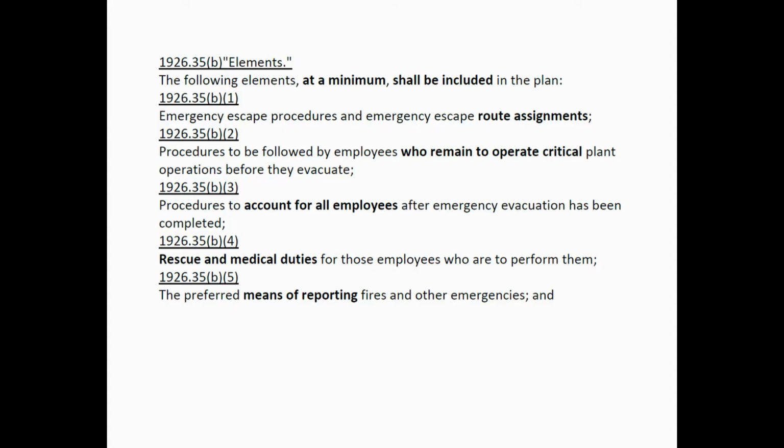Bravo 5, the preferred means of reporting fires and other emergencies. So this is very simple. What is our communication method? Are we going to send runners, people that literally just walk around telling other people things? That's called sending a runner. Are we going to use telephones? Some people, especially some job sites, your carrier may not work really well in the building. If phone reliability is ever an issue, then it's probably not best to use these cell phones or these types of communication devices. A lot of job sites, if they're big enough, they'll have radios.